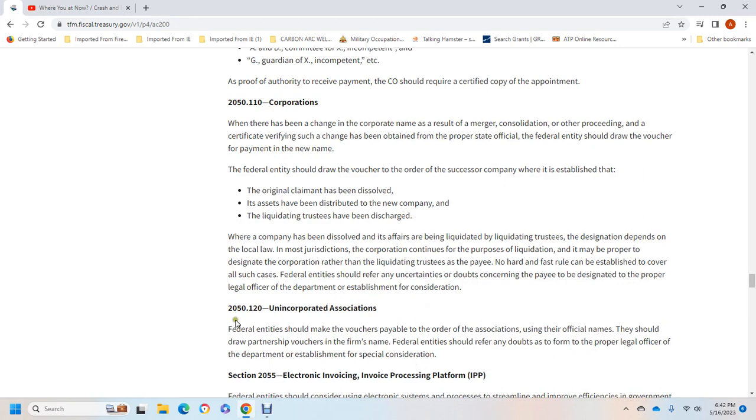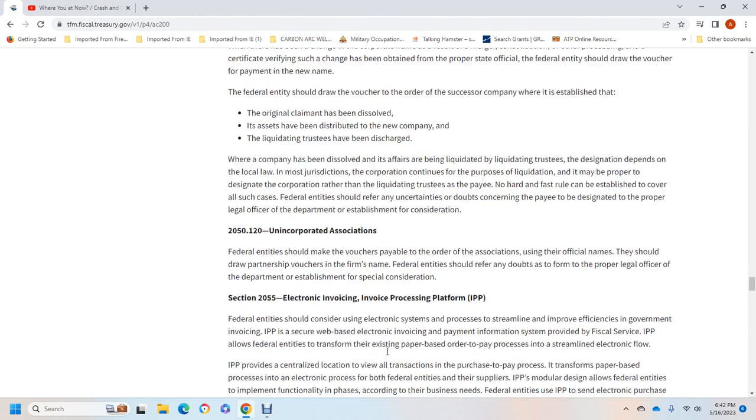250-120, unincorporated associations. Federal entities should make the voucher payable to the order of the association with the official name of the association. The other partners should be drawn for the voucher with the confirmed name. The federal entity should refer any question on the form of payment to the proper legal officer of the Department or Establishment for special consideration.